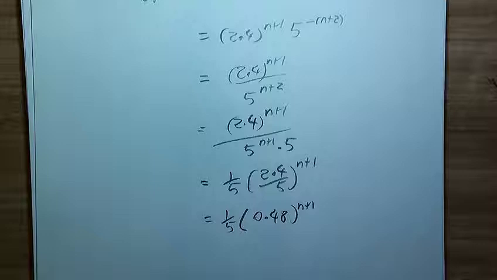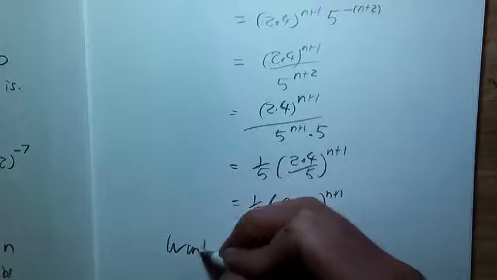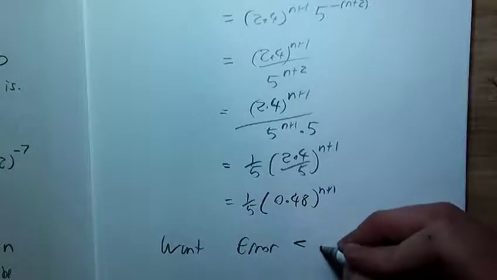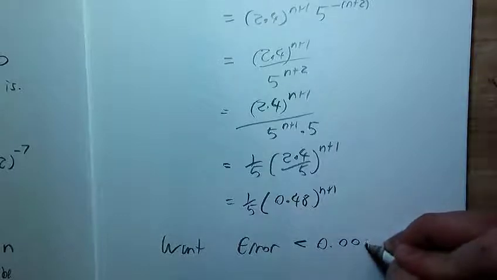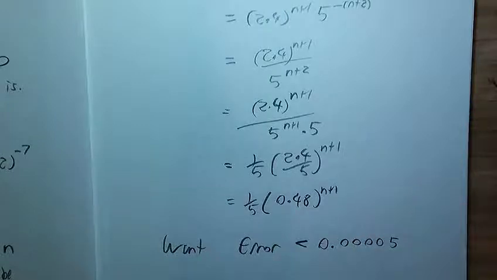And that's where I am so far. Now the question actually said I want it to be at least 4 decimal place accuracy. That means I want the error to be less than 0.0005. 4 decimal place accuracy: 1, 2, 3, 4, and then a 5, because then it will still round off to the right answer.